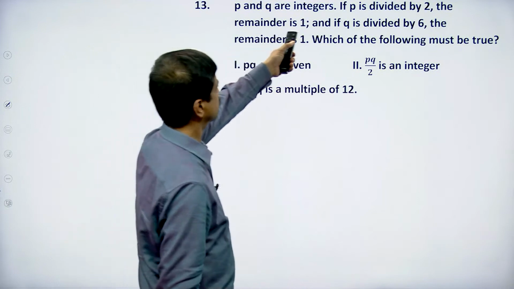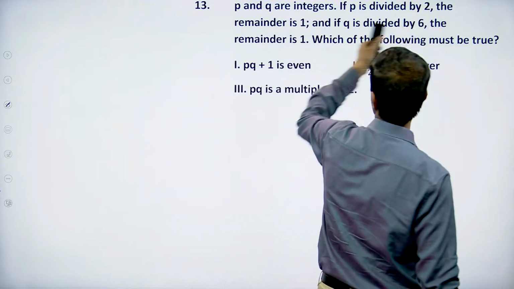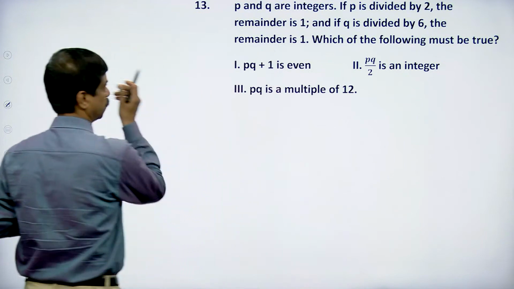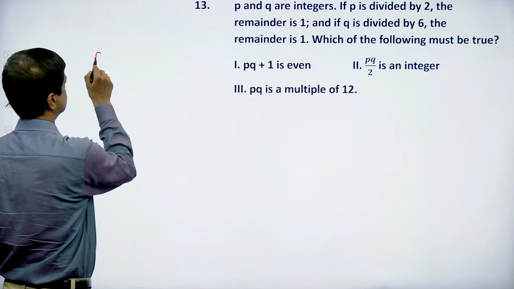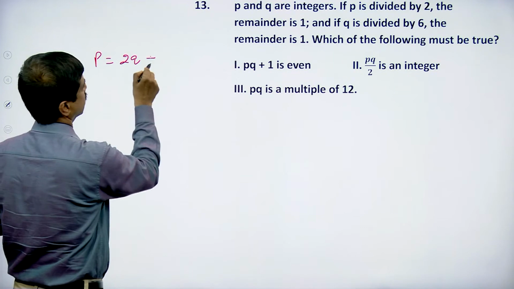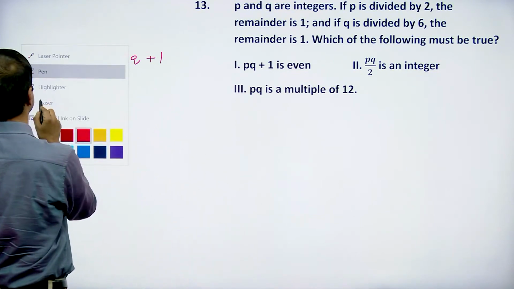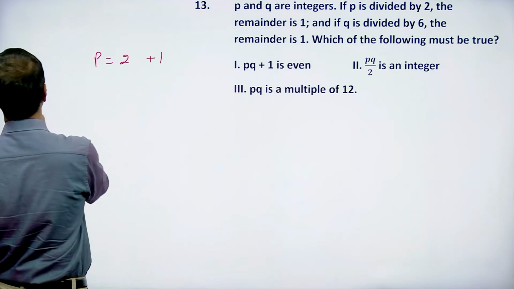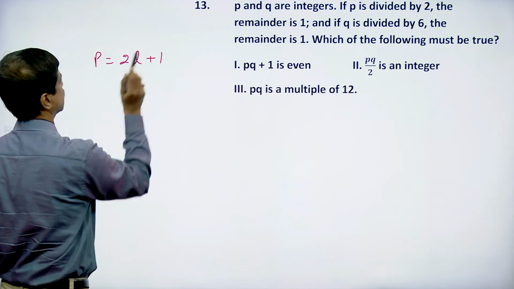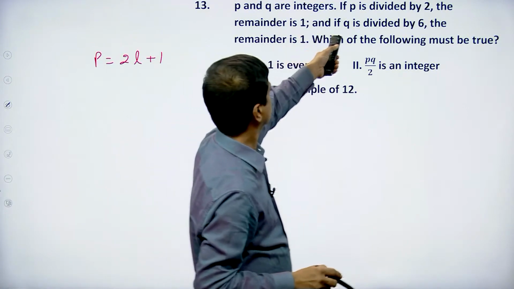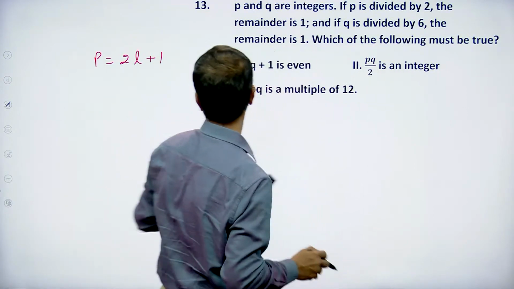P and Q are integers. If P is divided by 2, the remainder is 1. So P is something like 2Q plus 1. But Q is already there, so I cannot use Q here. So I use something like L: 2L plus 1. So this is P. And Q is divided by 6, leaves a remainder 1.